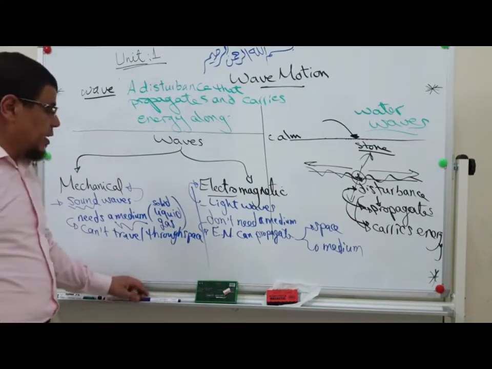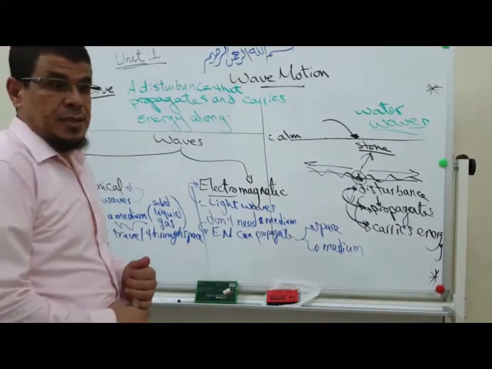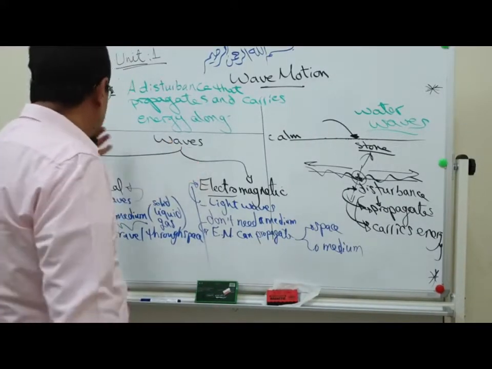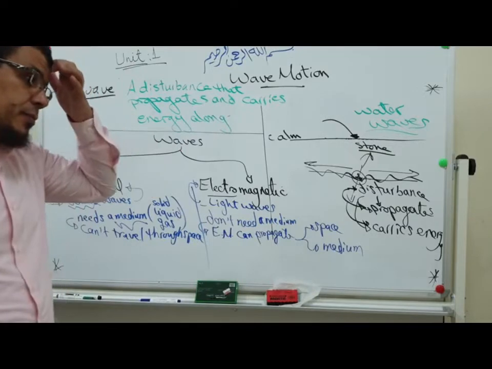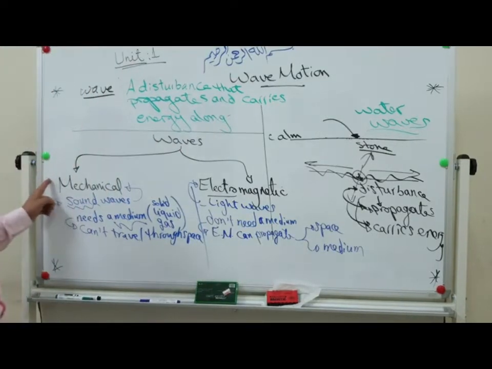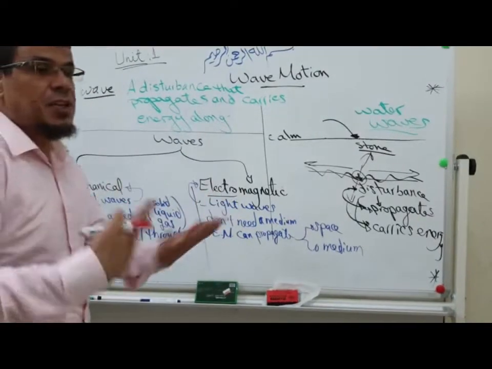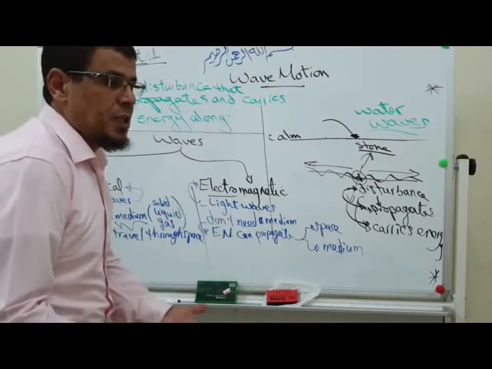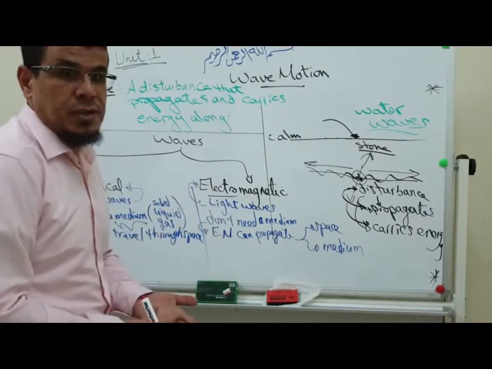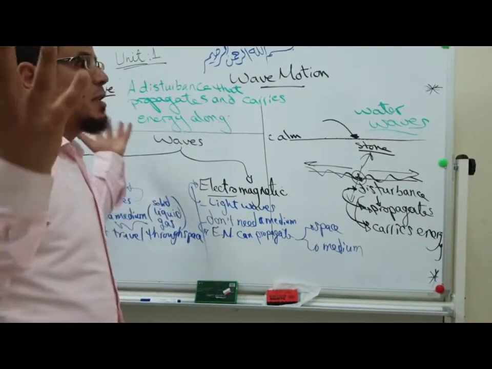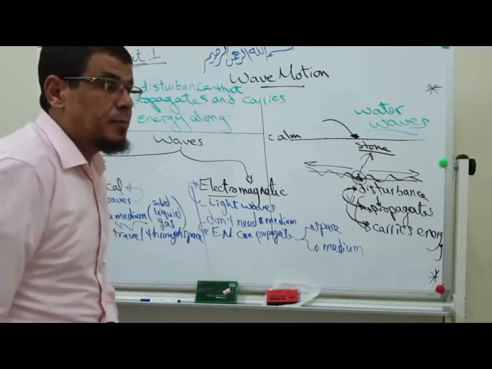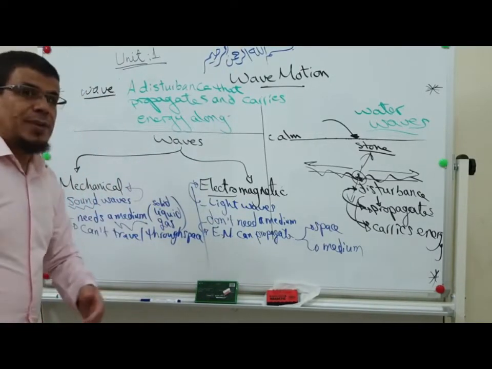Is this the only difference between electromagnetic waves and mechanical waves? No. Mechanical waves are produced due to vibrations of a vibrating object, a vibrating source, which makes vibrations in the particles of the medium. What about electromagnetic waves?